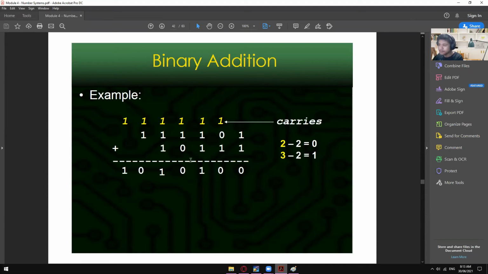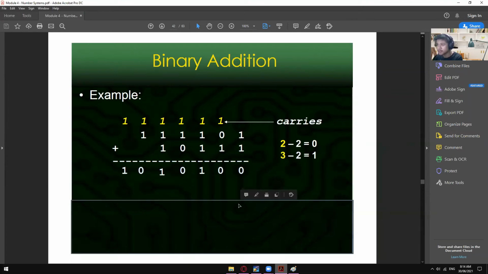Let's have a simple example. 1 plus 1 is 10, so carry 1, bring down 0. 1 plus 1 is 10 again, carry 1, bring down 0. 1 plus 1 plus 1 is 11, carry 1, bring down 1. 1 plus 1 is 10, carry 1, bring down 0. 1 plus 1 plus 1 is 11, carry 1, bring down 1. 1 plus 1 is 10, carry 1, bring down 0. And then bring down the carry. So this is the result for example number 1.